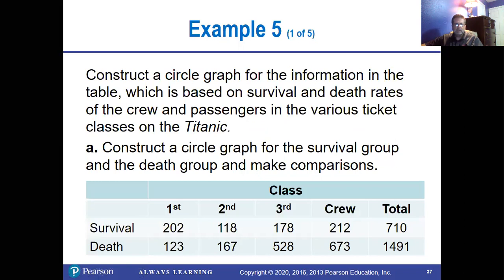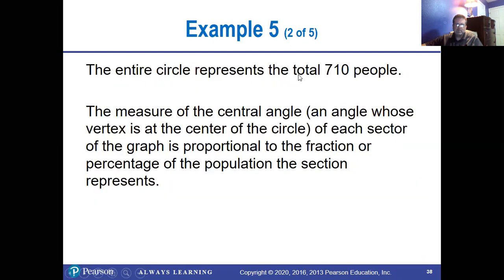Okay, so it says construct a circle graph for the information in the table, which is based on the survival and death rates of crew and passengers in the various ticket classes on the Titanic. You have first class, second class, third class, crew, and total, with survivors and deaths. Notice a lot more crew died, and a lot of third class. You can kind of see where all those died. The entire circle represents 710 people. The measure of the central angle, which is the angle whose vertex is in the center, of each sector is proportional by a fraction.